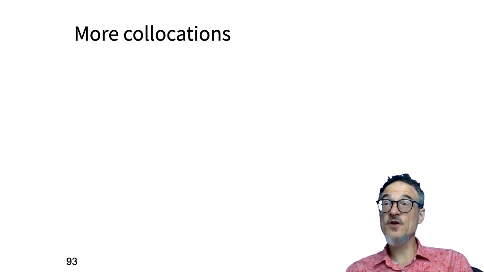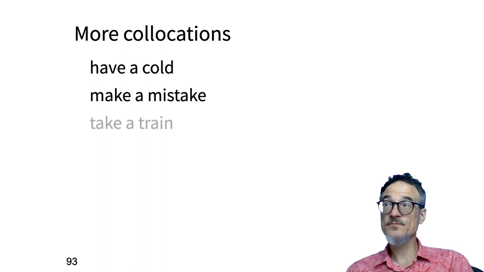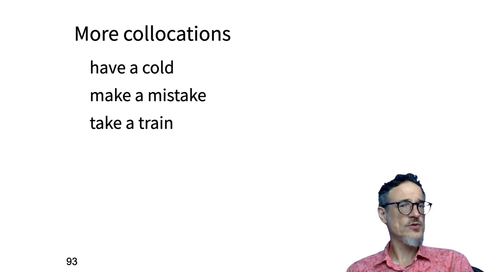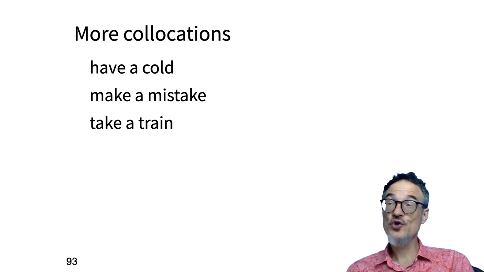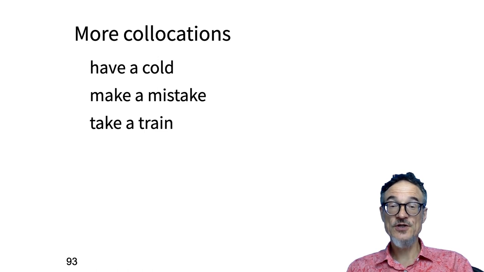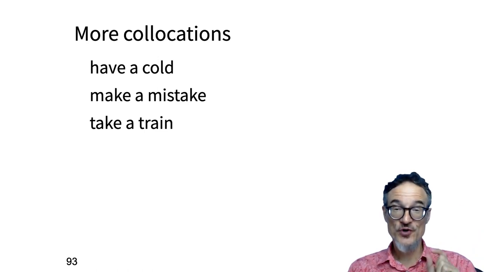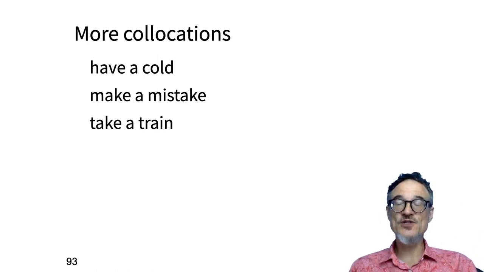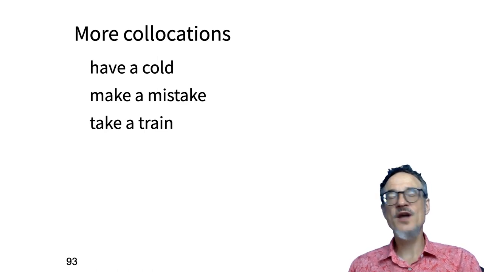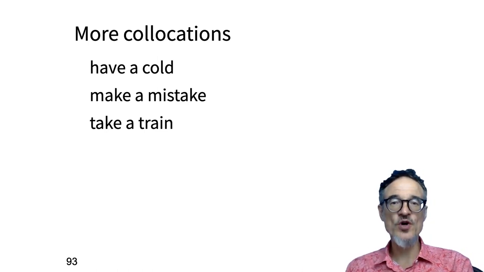More examples still of collocations. For example, have a cold, make a mistake, take a train. Kaze o motsu. No. Machigae o tsukuru. No, densha o toru. We can't really translate these directly word by word.